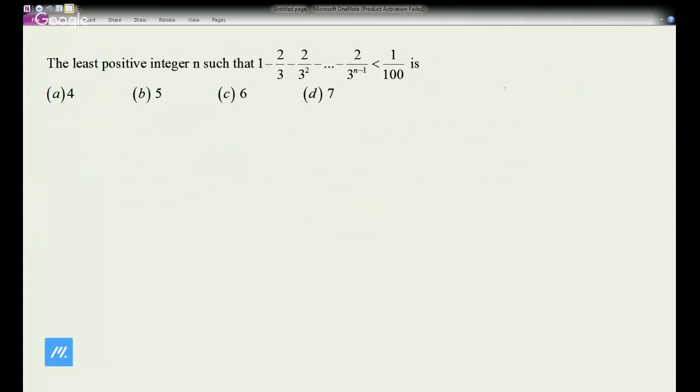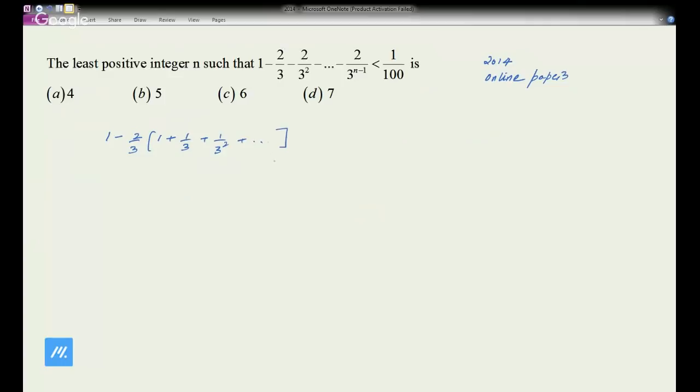Oh my god, this is again a very easy problem. Again at 2014, online paper 3. This could be done very easily. Find the least positive integer, so nothing to be done as such. If I take 2 by 3 common, this will become 1 plus 1 by 3 and 1 by 3 squared, and so on.